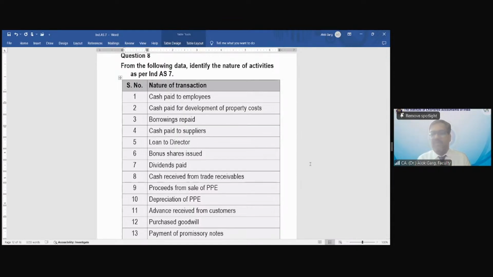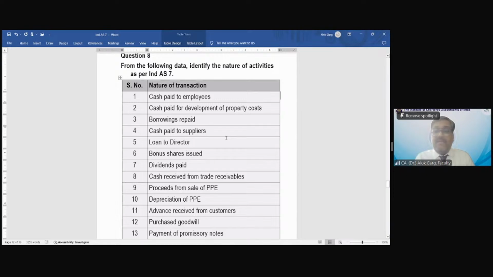Can you please mute yourself? Students, I would request all of you, you are CA final students, please remember to mute yourself, because a lot of background noise is coming. It is not good for you as well as not good for the other students.